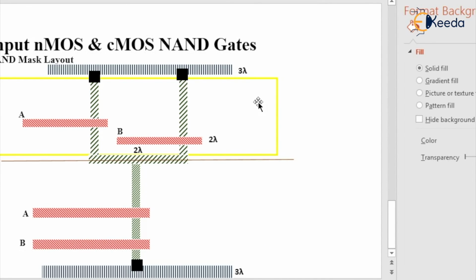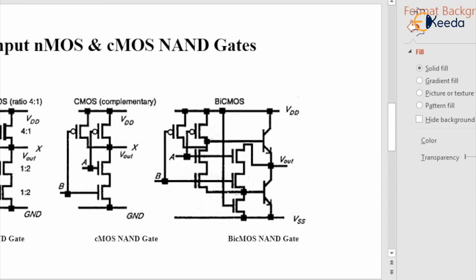I repeat, see here the circuit of the CMOS NAND gate. Here two supply rails are there, VDD as well as VSS or ground potential, right? And here the upper part is the PMOS circuit and the lower part is the NMOS circuit. It is a NAND gate operation, so we have to connect a series of NMOS transistors and a parallel combination of PMOS transistors. The same thing I replicated here.